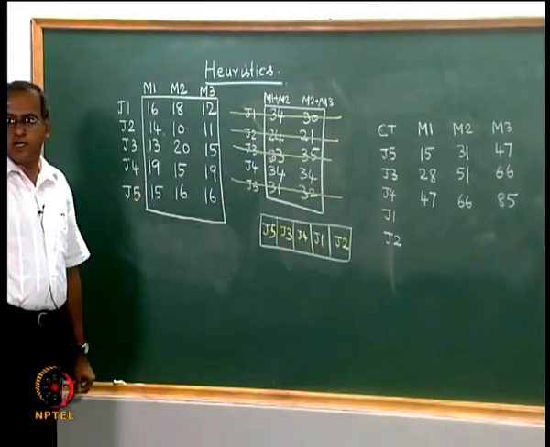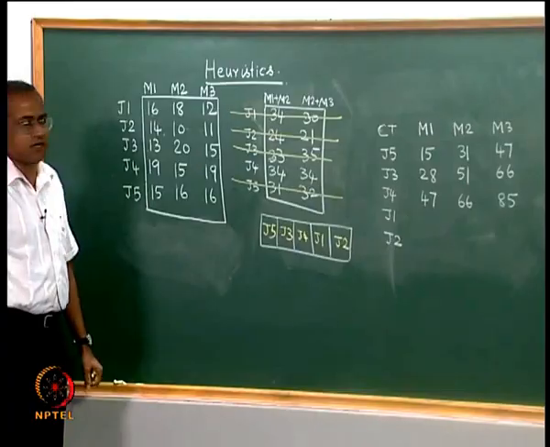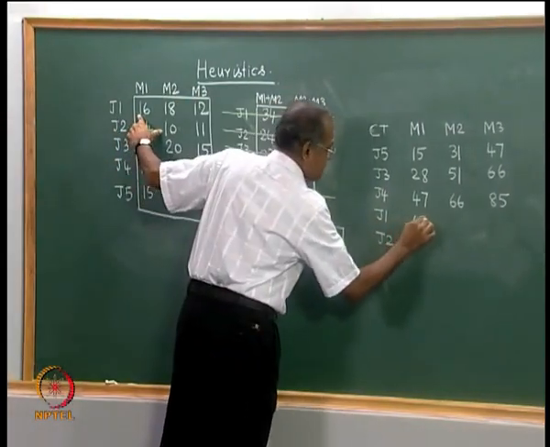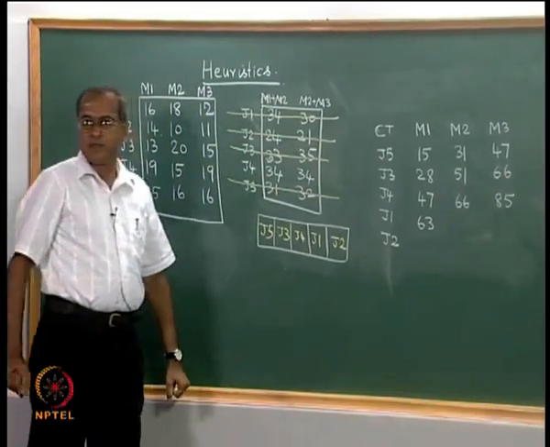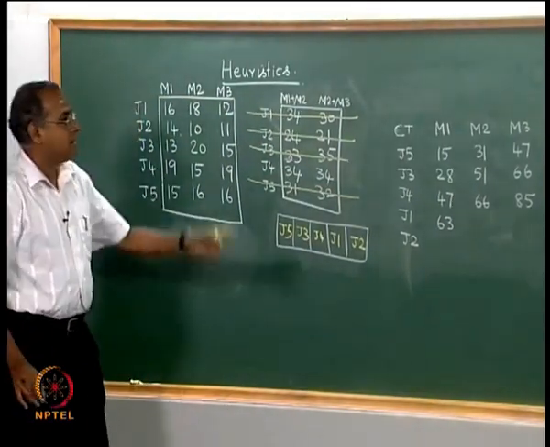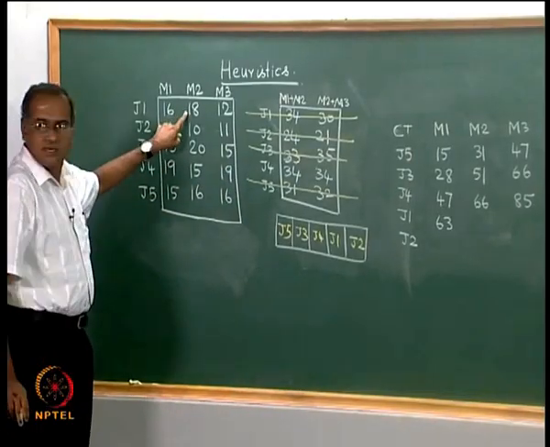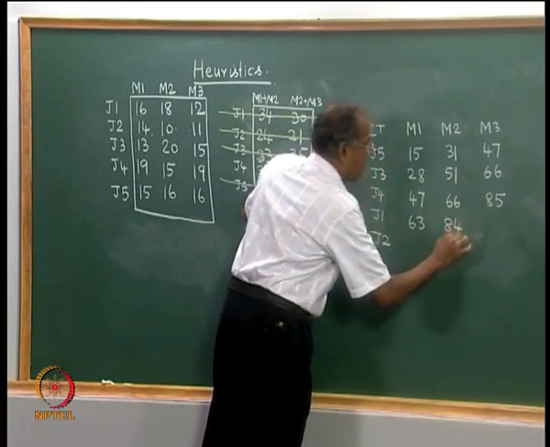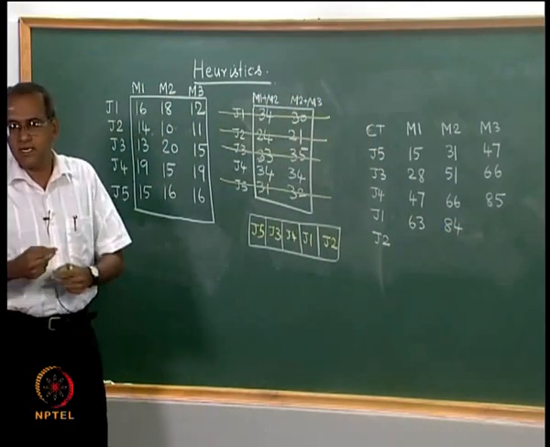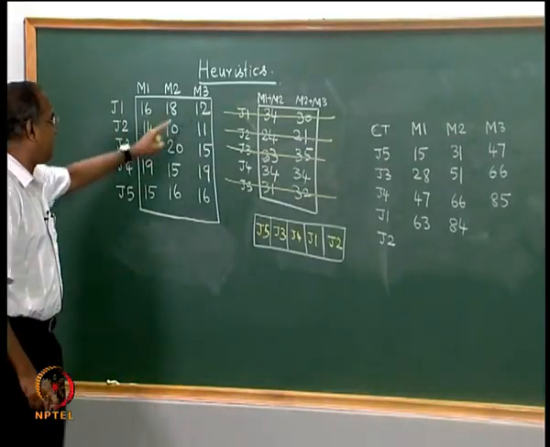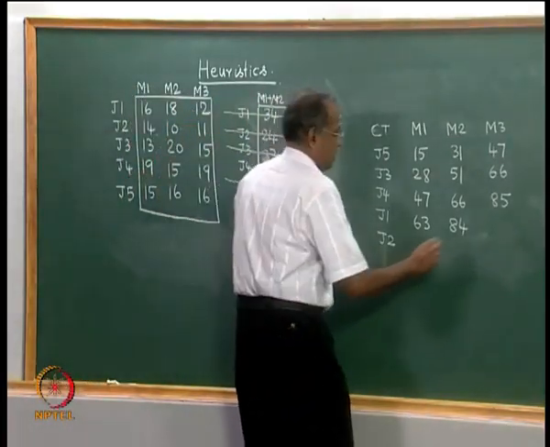J1 can start at 47 because M1 is free at 47, takes another 16, so 47 plus 16 is 63, waits till 66 for M2 to be free, goes to M2 at 66, takes another 18 and then comes out at 84, but M3 is available only at 85, so goes to M3 at 85, takes another 12 units, so comes out at 97.